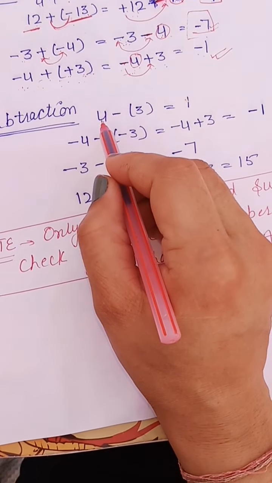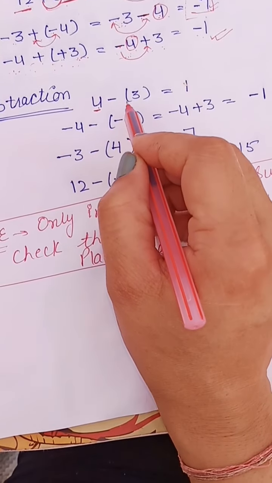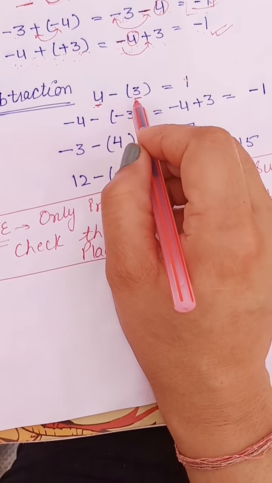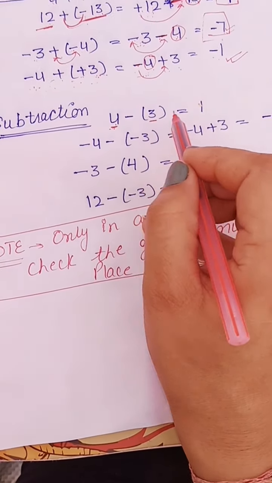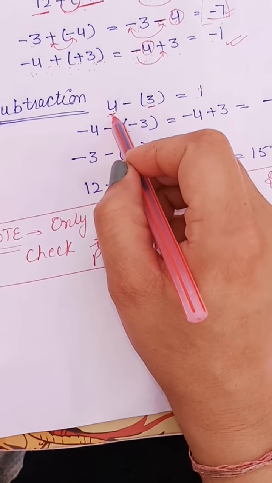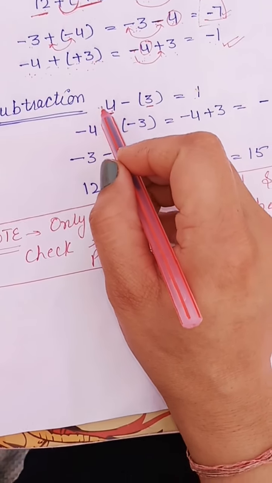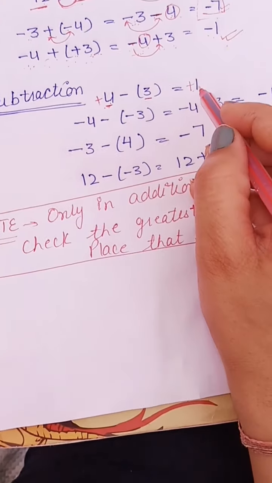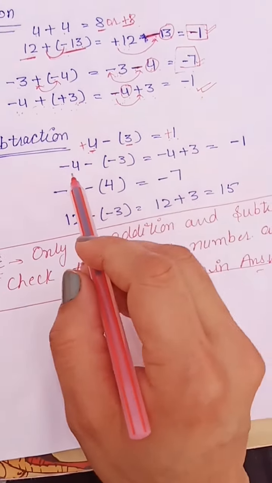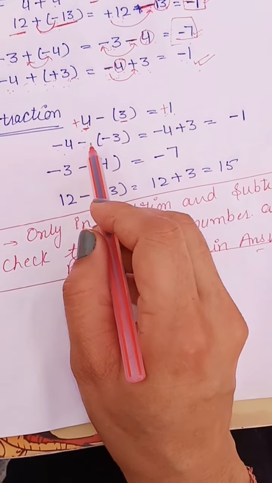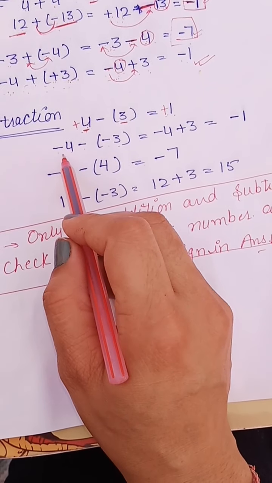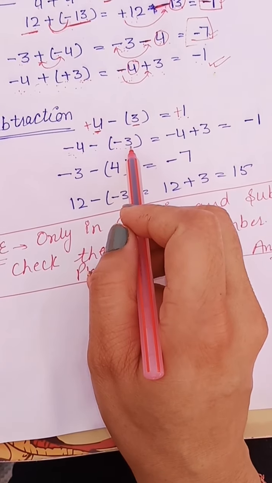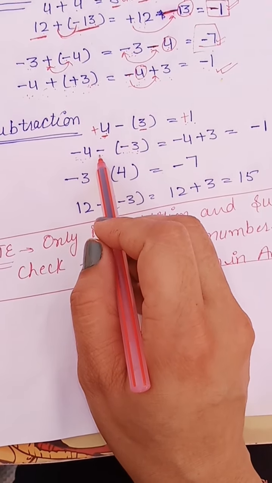See, your first number is positive, the second integer is also positive, and we have to subtract these two integers. 4 minus 3 will be 1. Here 4 is the greater number and in front of 4 is a positive sign. Then we will use this positive in the answer. Then plus 1 is your answer. Your second rule is minus 4 minus 3. Your first number is negative, your second number is also negative. Both have the same sign and we have to subtract these two integers.